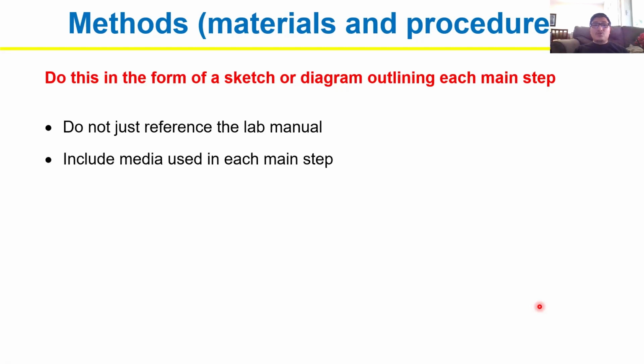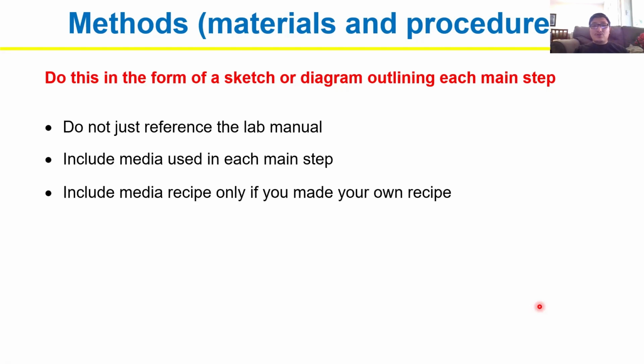Now, methods. Some people call it materials and procedures. I like to call it the methods section. But here, what I want you to do is to form a sketch or diagram outlining the main steps of the project or the experiment. Don't just say refer to manual page whatever. I don't want that. I want you to do more than that. Include the media that is used in each main step.